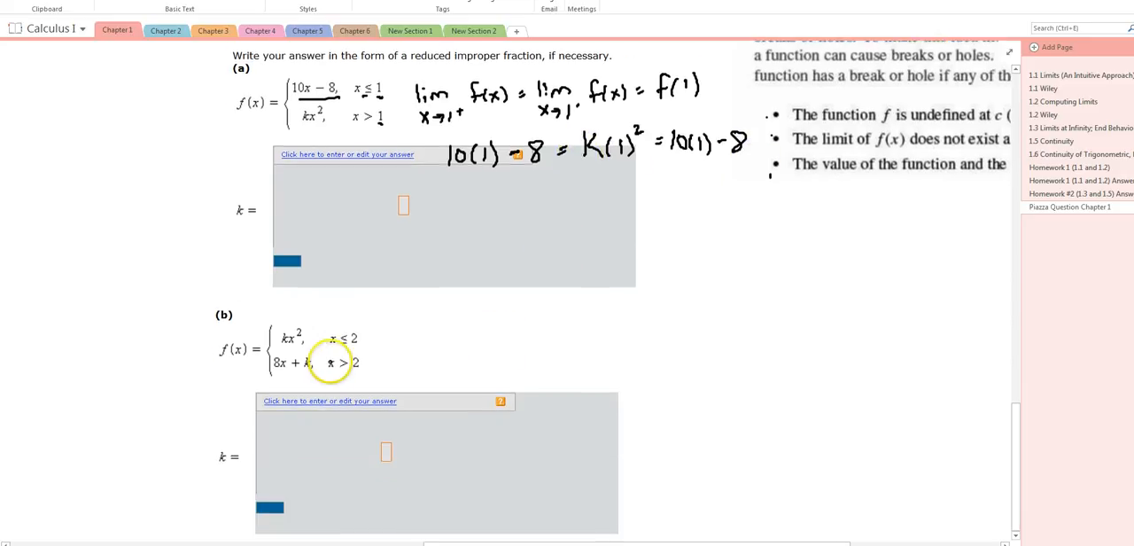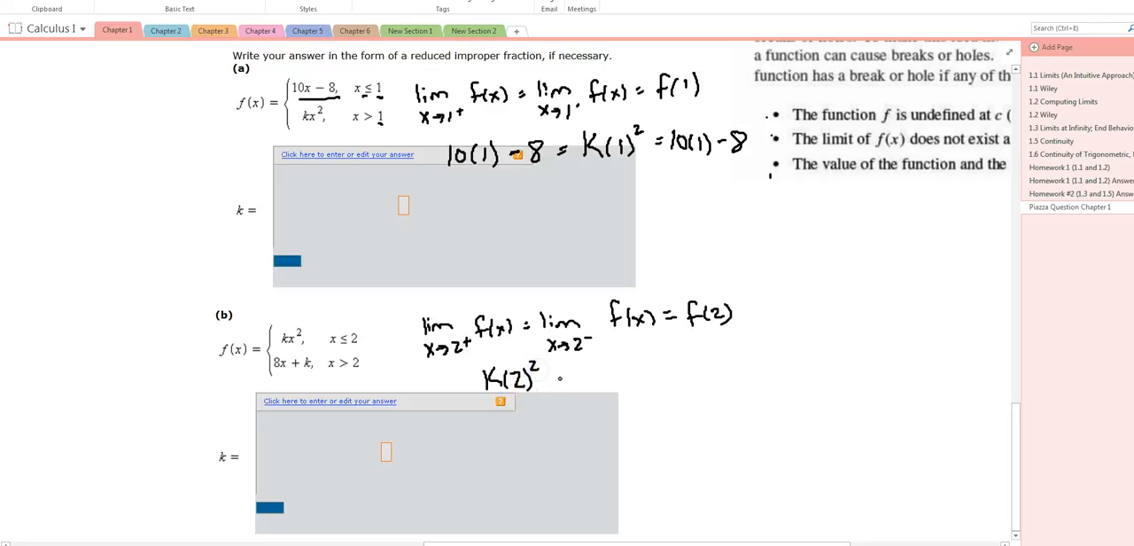The same thing down here, but be careful, the point of discontinuity that happens here ends up being 2. So I do the same thing, except the limit on the right and the left and the function is at 2. So here I'm going to go ahead and write this out: the limit as x goes to 2 from the right of the function equals the limit as x goes to 2 from the left of the function equals the value of the function at 2.